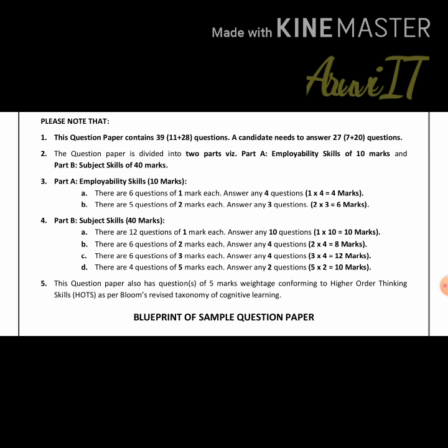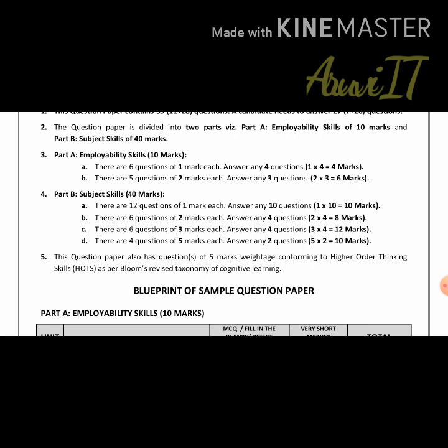And the next one, that is the D section, there are 4 questions of 5 marks each. In those 4 questions we have to answer only 2 questions, so each question will have 5 marks, so 2 into 5, that is 10 marks we will get totally. In part B we will get 40 marks. This question paper also has questions of 5 marks weightage, conforming to higher order thinking skills, that is HOTS, as per Bloom's revised taxonomy of cognitive learning.